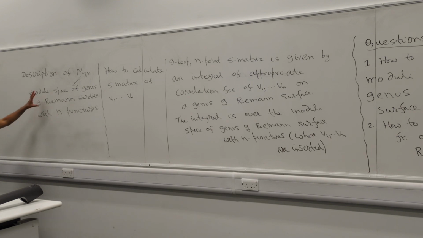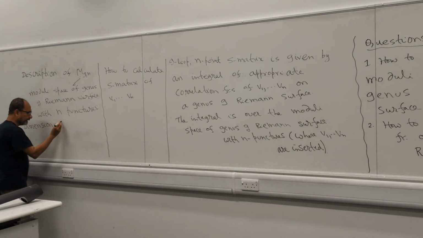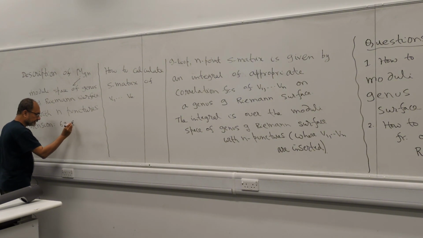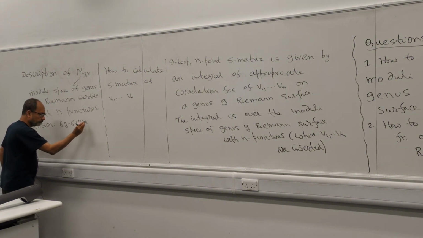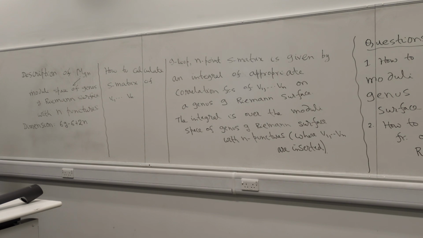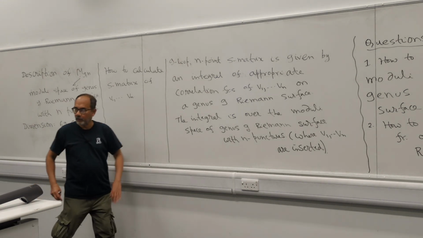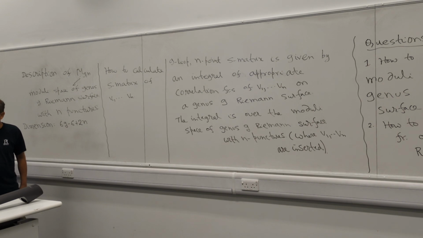So I'll be using some result here, okay, and that is the dimension of the moduli space. This I'm not going to prove. This is known from various mathematical literature. So the dimension is 6G minus 6 plus 2n. Okay, which means that the integral that we are supposed to do will run over 6G minus 6 plus 2n parameters. Okay. So I'll first try to describe how these 6G minus 6 plus 2n parameters arise in the first place.